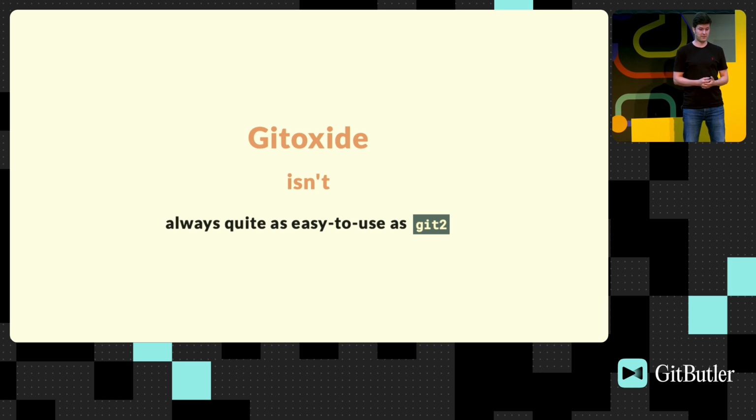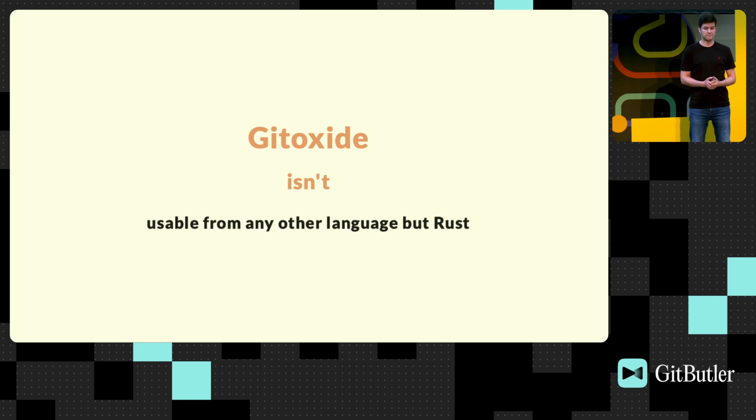Gitoxide also isn't, unfortunately, as easy to use yet as Git2, the crate that binds to libgit2. So Git2 and libgit2, they're really, really usable, especially Git2. Git2 puts a lot of work on top that makes libgit2 easier to use. So if you are using Rust, you probably want to use Git2 if it comes to ease of use of API, or getting started with that. Also, many great features. Gitoxide also isn't yet usable from any other languages but Rust. Whereas libgit2, for instance, can be used from any language on the planet, basically, because there are bindings to it, right? So C is this highly portable thing, great.